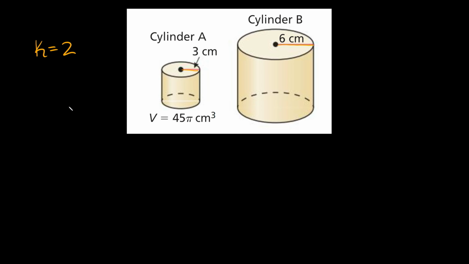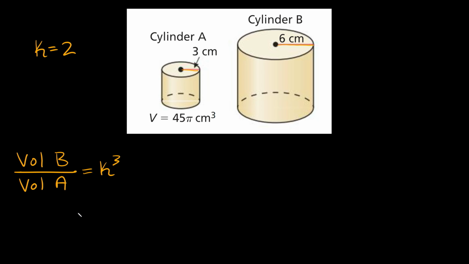And now that we have our scale factor, now we can compare the volumes. So here we want to compare the volume of cylinder B over the volume of cylinder A. All right, notice that I put B on top and A on the bottom because to find our scale factor, we had the radius of B on top and the radius of A on the bottom. Okay, so again, whichever way you choose, just make sure it stays consistent. Now, when we're comparing the volumes, you're going to set it equal to K cubed.